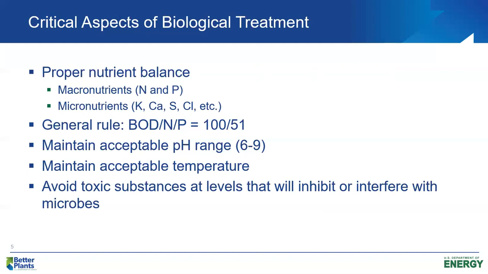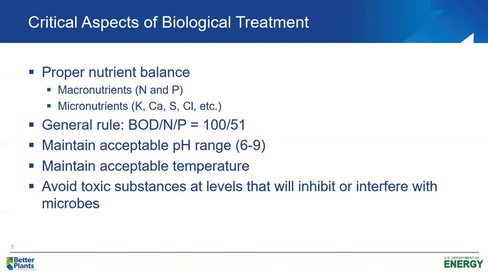And the general rule in terms of the macronutrients, nitrogen and phosphorus, is that for every 100 pounds of BOD, we need 5 pounds of nitrogen and 1 pound of phosphorus. That's a ballpark estimate. Now, when we as environmental engineers design an activated sludge process, we'll calculate the N and P requirements more accurately than that, but that's a good ballpark estimate.